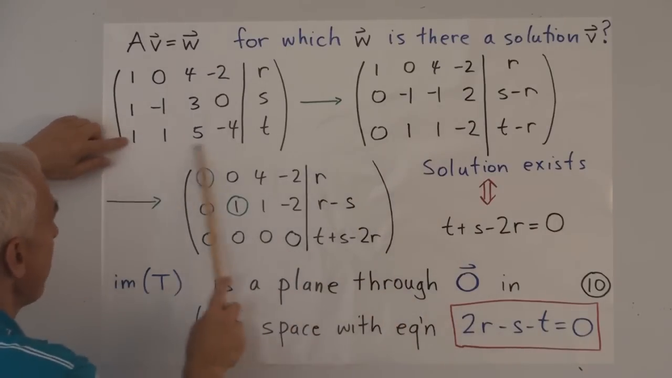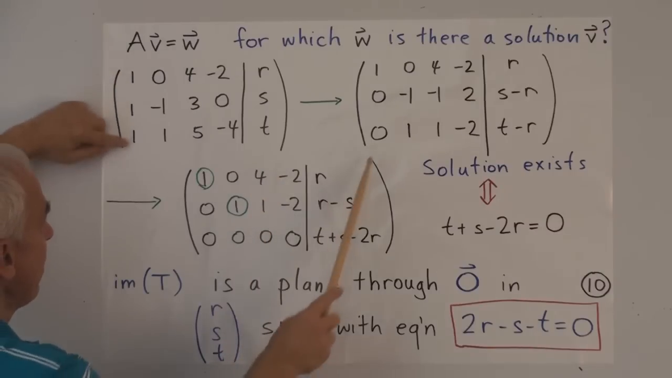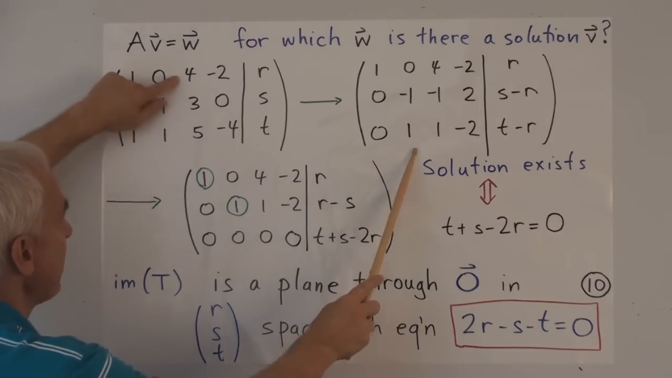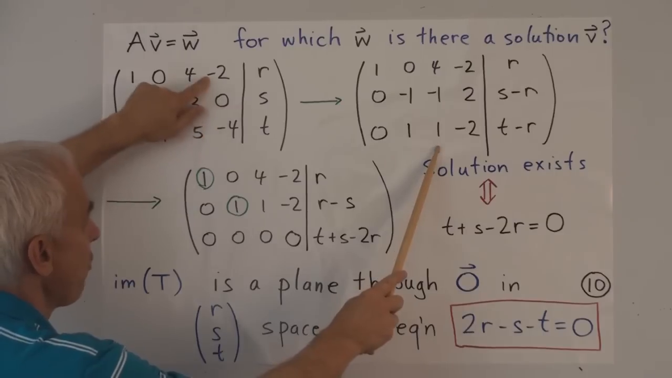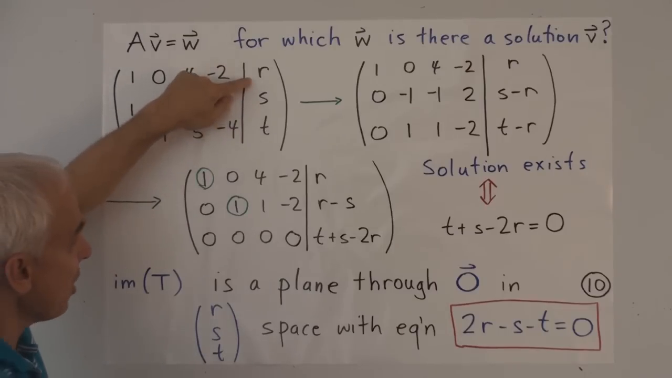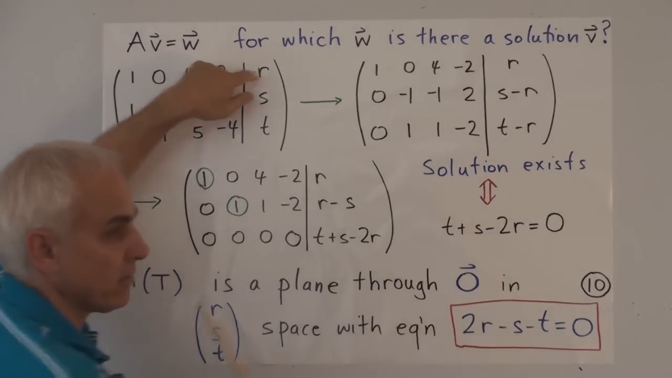Third row, we take row 3, and so we subtract row 1. 1 minus 1 is 0. 1 minus 0 is 1. 5 minus 4 is 1. Minus 4 minus minus 2 is minus 2. And T minus R is T minus R.